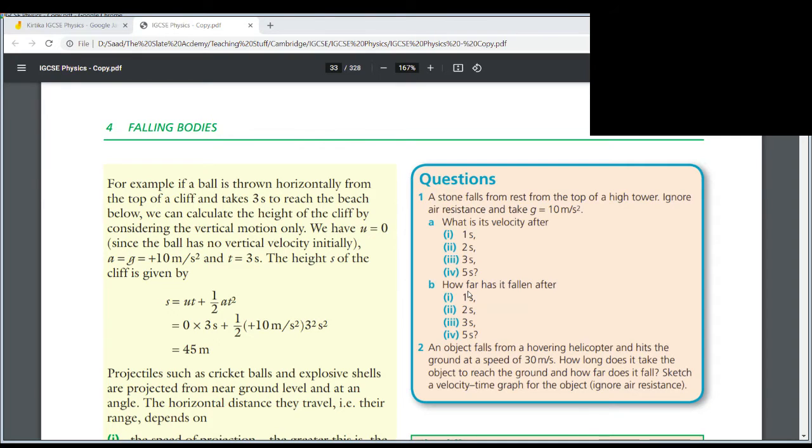Yeah, so for the B part, it says how far has it fallen after them? So we need to find out the distance for the second one. Yes, you have to calculate the distance. Distance, okay.